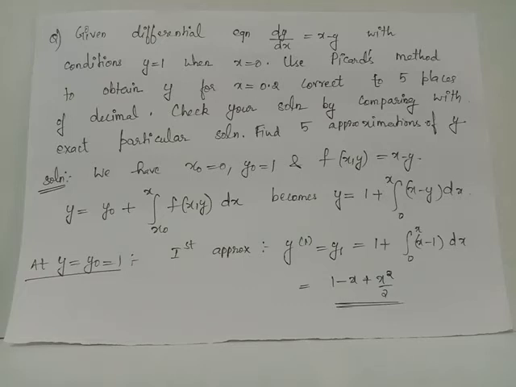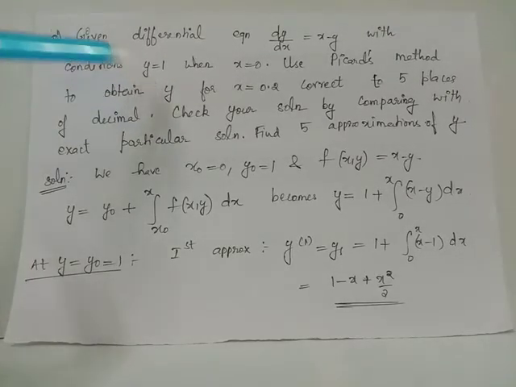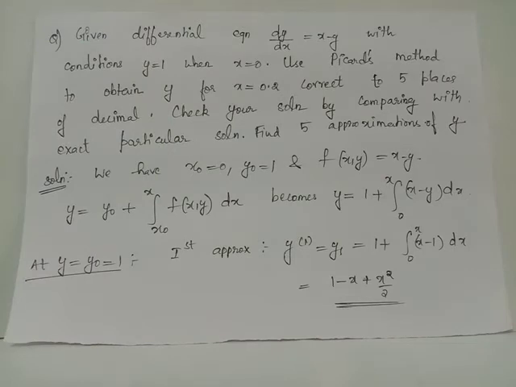Let us solve a problem using Picard's method. We are given a differential equation dy/dx = x - y with the conditions y = 1 and x = 0. We have to find y for x = 0.2 correct up to 5 decimal places. We are asked to check the solution by comparing with the exact particular solution. We are also asked to find 5 approximations of y.